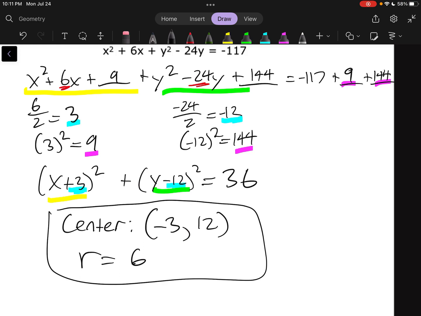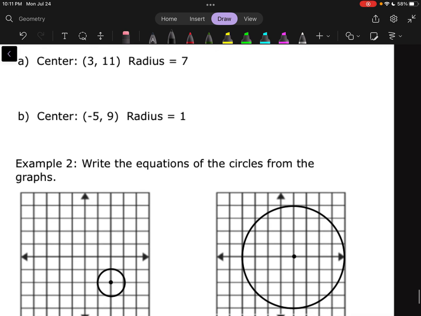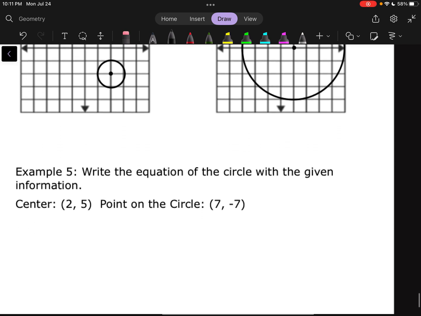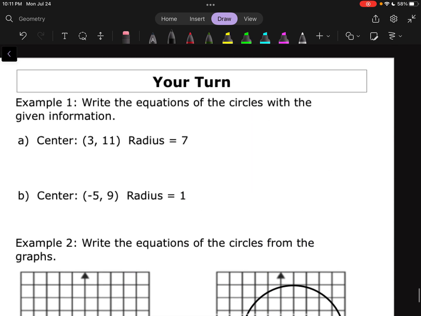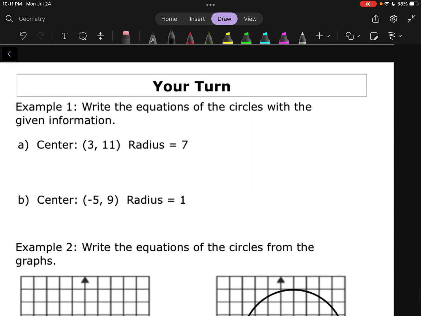All right, your turn to shine here. You've got some equations to write, and then one of the ones where you've got to do the distance formula. So give those a shot and then come back to see how you did.